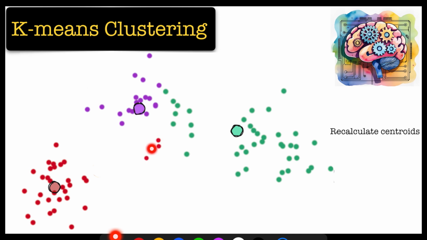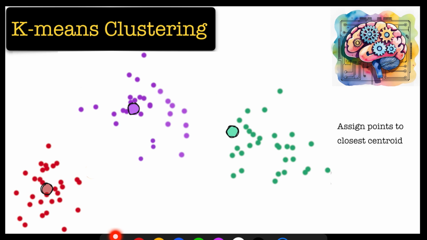Earlier, these points were close to the red cluster because the cluster centroid was here. Now the cluster centroid moved. The maximum points of the red cluster are here, so that's why the cluster centroid also moved here. So now these points will go to the purple cluster. So again, we have reassigned the points to the proper cluster.